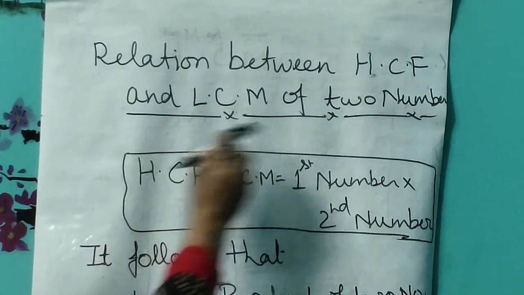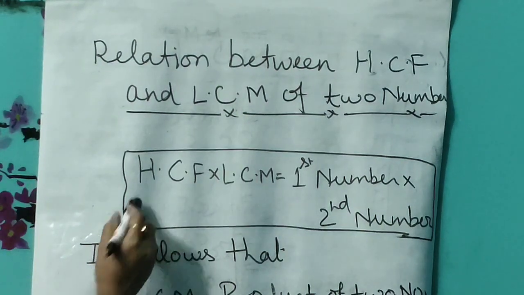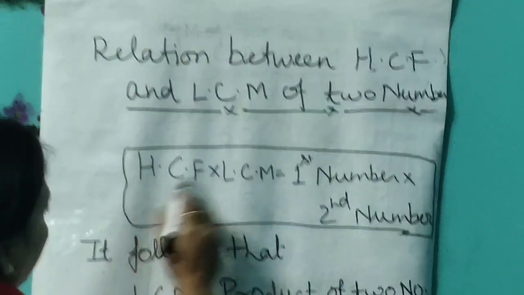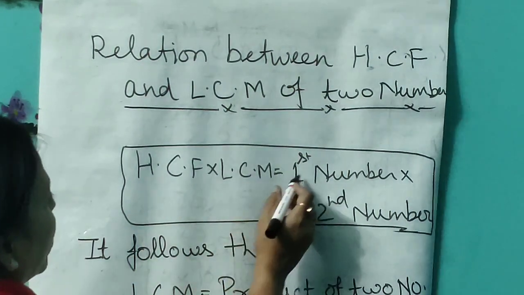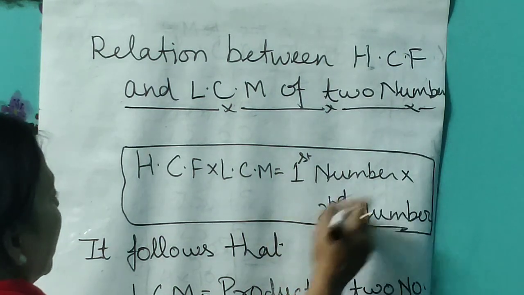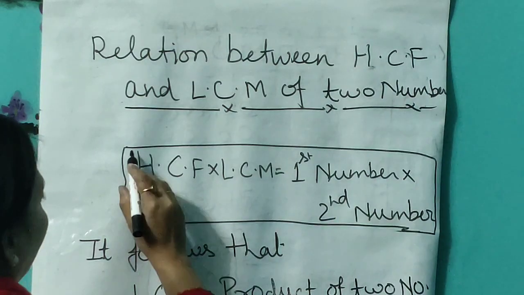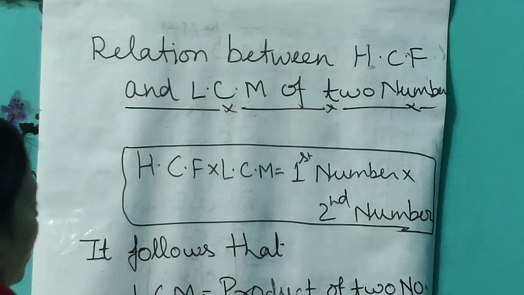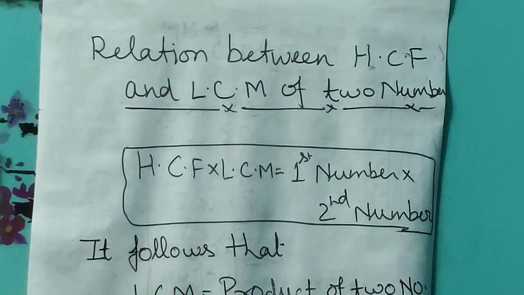Now, relation between HCF and LCM of two numbers. There is a formula for finding the relation between HCF and LCM. HCF into LCM is equal to product of two numbers, that is first number multiplied with the second number. So this is the basic formula for the relation between HCF and LCM, and from this formula we can write these three formulas also.